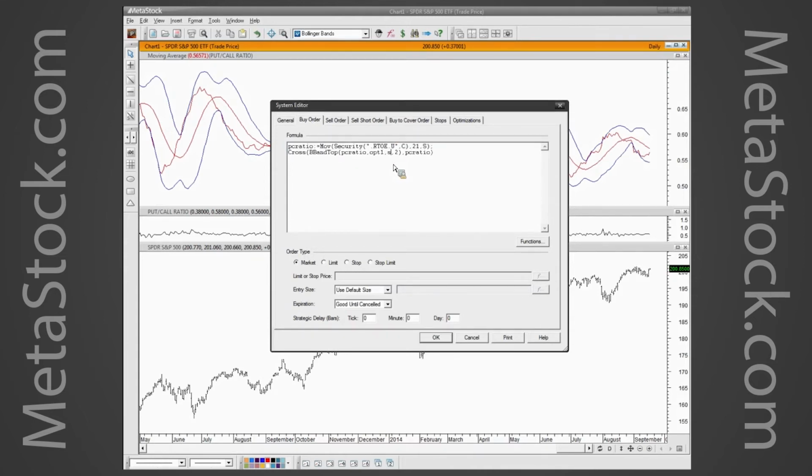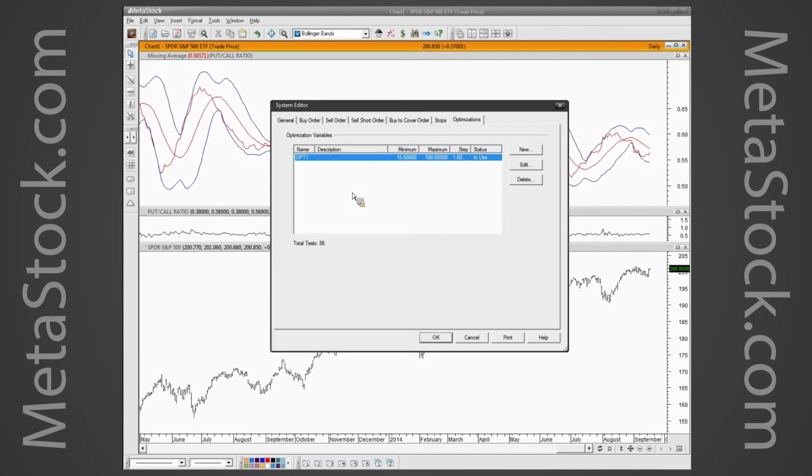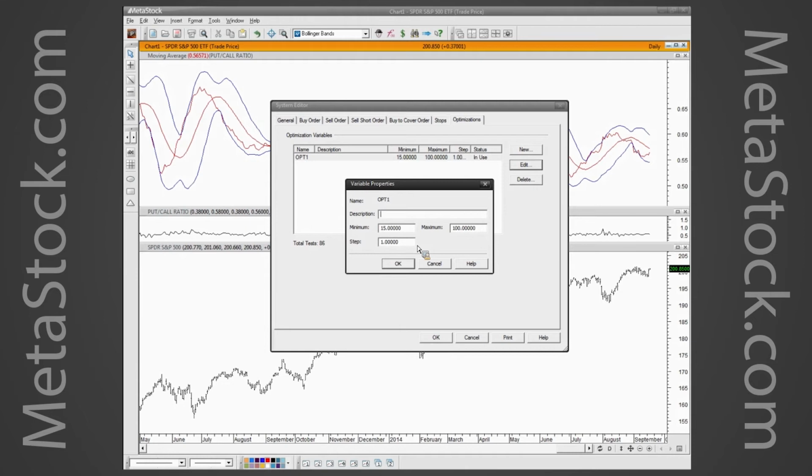Now when you enter these into a formula, it turns on the optimizations feature. So you come over here to the optimizations tab, and this is where you have to set the optimization parameters. What I did here is I told it to start with a minimum value of 15, remembering that our default is 20. I'm telling it to start at 15 and go to a maximum of 100 with a step of 1.